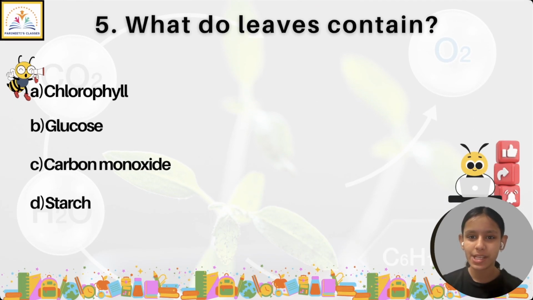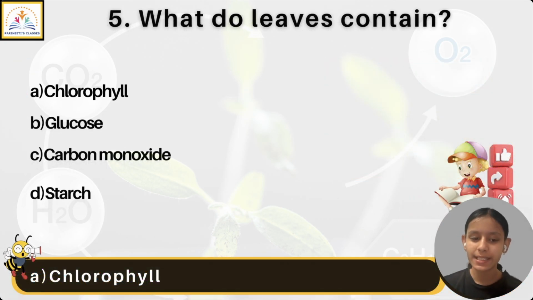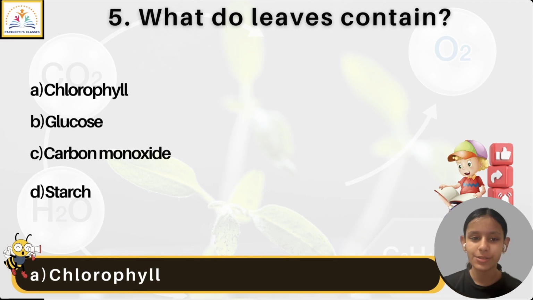The fifth question is, what do leaves contain? Option A, chlorophyll. Option B, glucose. Option C, carbon monoxide. And option D, starch. The correct answer is option A, chlorophyll.